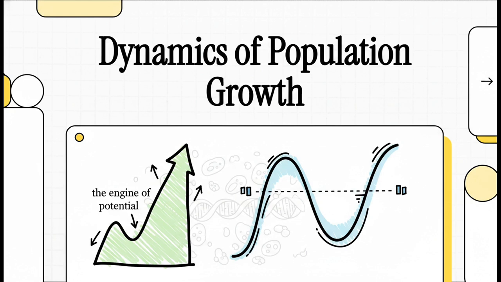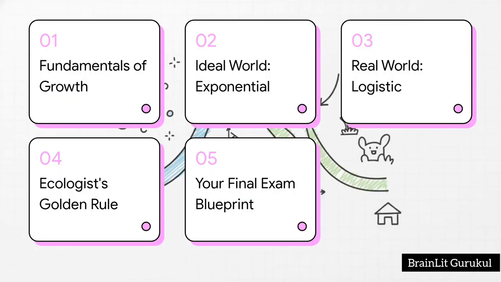Let's dive right in. So here's our game plan. We'll kick things off with the absolute fundamentals. Then, we'll journey to the ideal world of exponential growth. And right after, we'll contrast it with the real world of logistic growth. We're going to uncover what I call the ecologist's golden rule, a lifesaver for your exam. And we'll wrap it all up with a blueprint for success. This is going to be your roadmap from just knowing the theory to being totally exam ready.